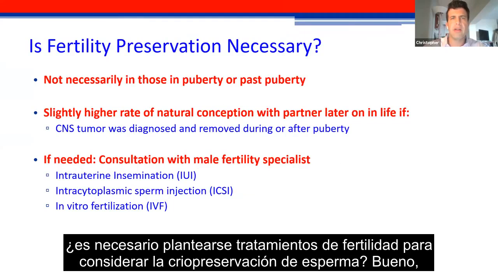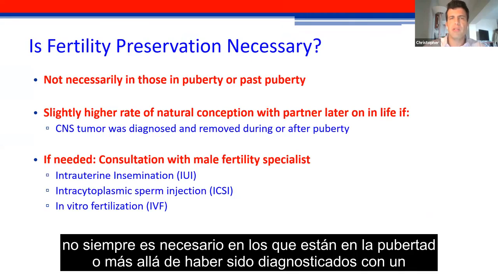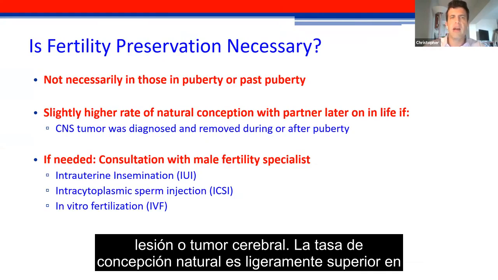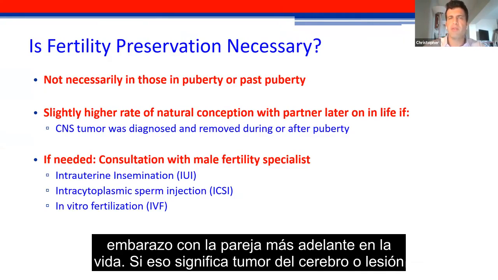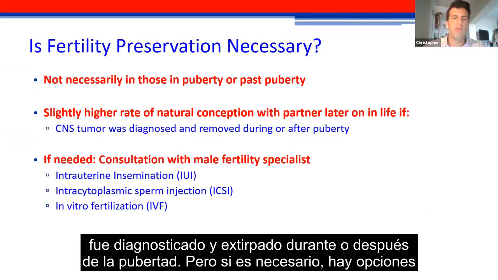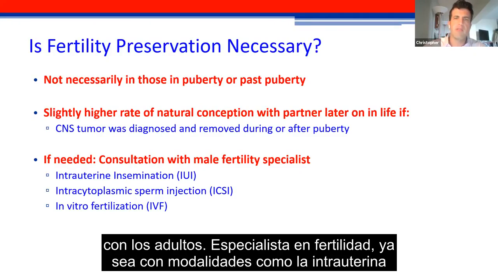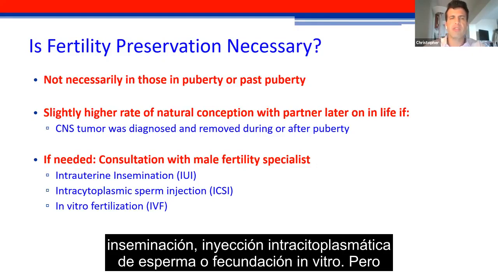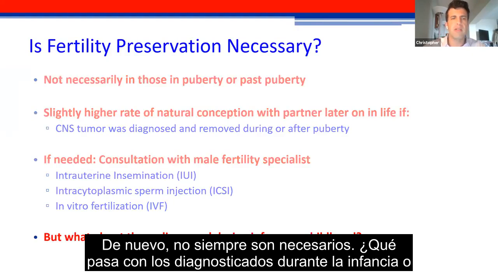So is it necessary to consider fertility treatments, to consider sperm cryopreservation? Well, it's not always necessary in those in puberty or beyond who have just been diagnosed with a brain lesion or tumor. There's a slightly higher rate of natural conception and pregnancy with a partner later on in life if that CNS tumor of the brain or lesion was diagnosed and removed during or after puberty. But if needed, there are options with adult fertility specialists, whether it be such modalities as intrauterine insemination, intracytoplasmic sperm injection, or in vitro fertilization. But again, these are not always needed.